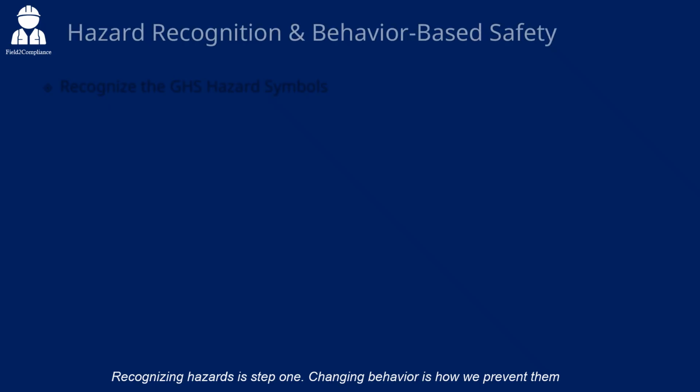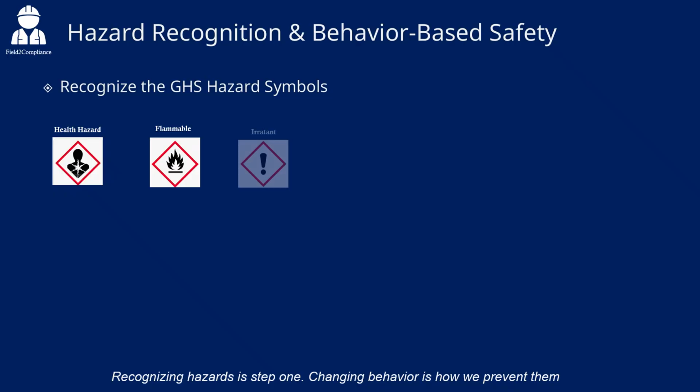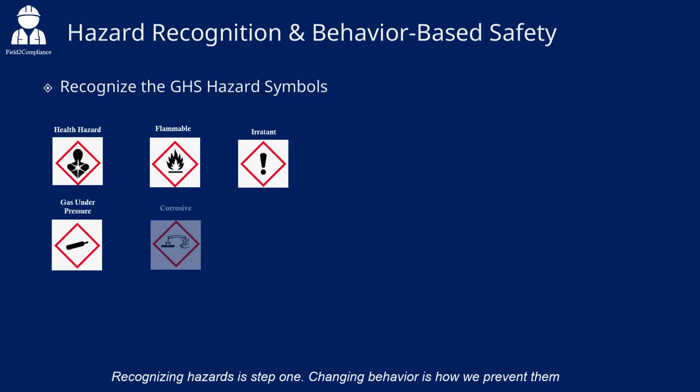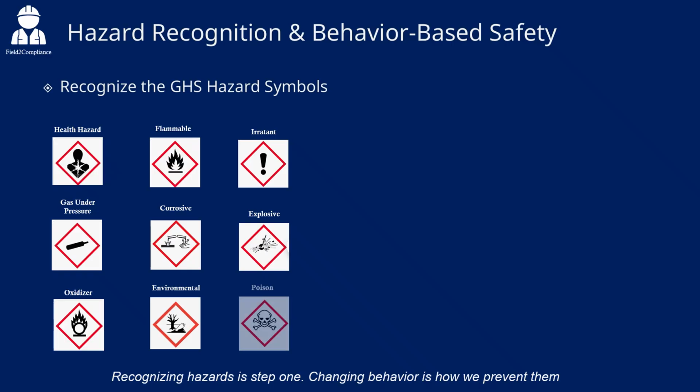Here we combine hazard recognition with behavioral safety, two key elements of risk management. On the left, we have the GHS hazard symbols. These are visual alerts for chemical and physical dangers. There are 9 total, from the exploding bomb to the skull and crossbones. Each symbol tells us what kind of threat we're dealing with. These are standardized globally, so no matter where you are, the meaning stays the same.